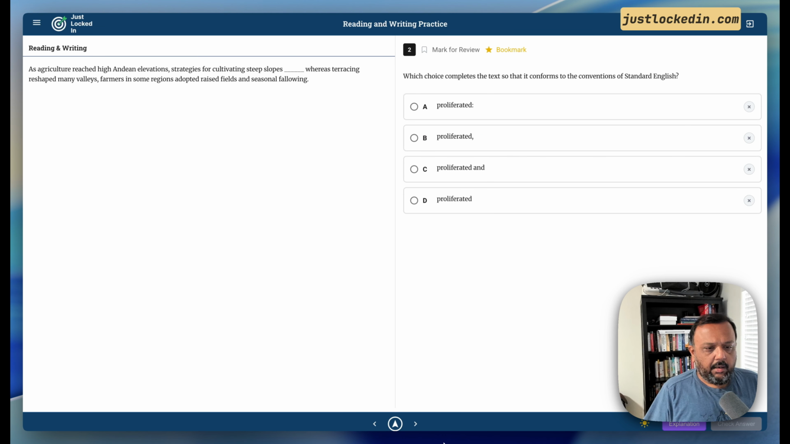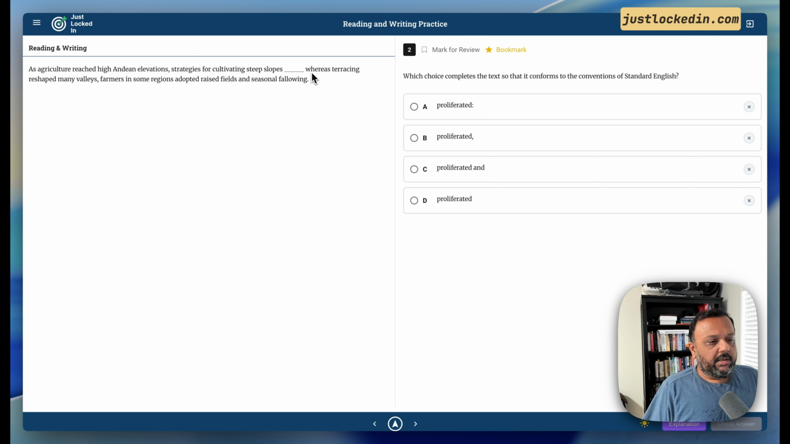Okay, let's look at this question. Let's look at answer options first. If we remove the punctuation and conjunction, it's just "proliferated." So I'm going to assume that this is a question about joining independent clauses. Let's read the question. "As agriculture reached high Andean elevations, strategies for cultivating steep slopes proliferated." That's a full sentence. "Whereas terracing reshaped many valleys, farmers in some regions adopted raised fields and seasonal fallowing." That is a full sentence too, so that's an independent clause also. So this is indeed a question about joining independent clauses.